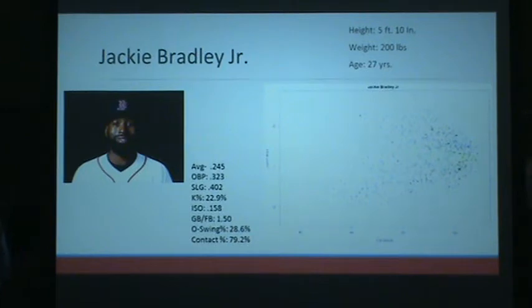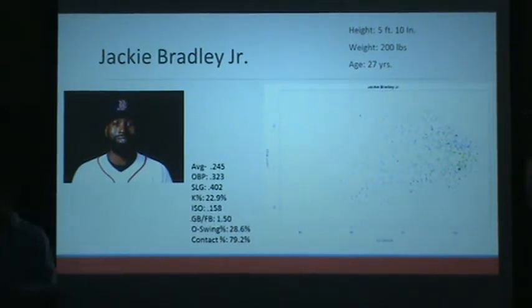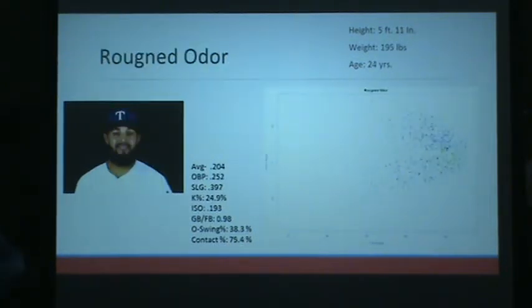And it is worth noting too that his ground ball fly ball ratio is 1.5, meaning for every fly ball he hits 1.5 grounders. So he hits the ball on the ground more often. So you'll see how that's important as we move through. But Rob, talk about our Rangers.